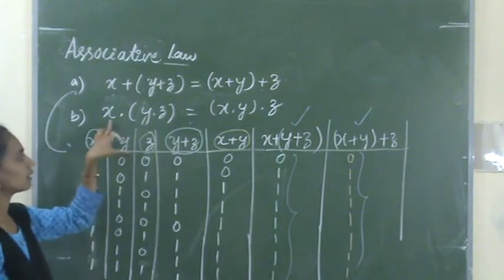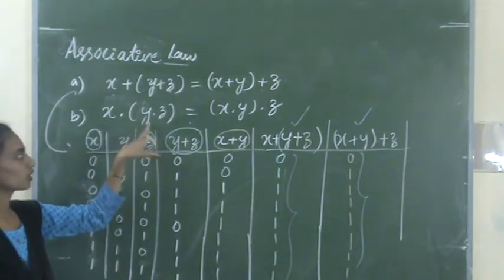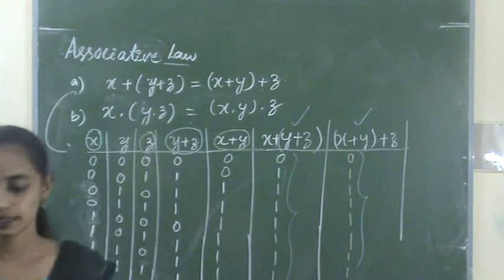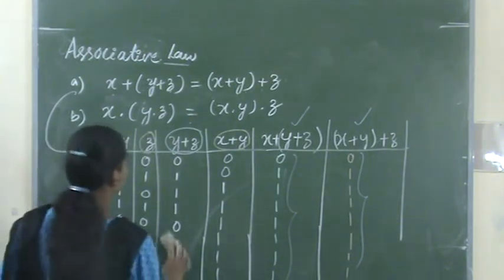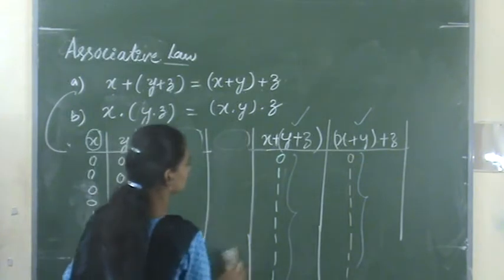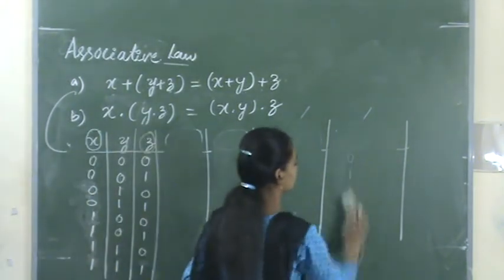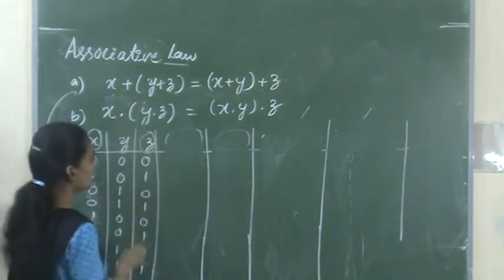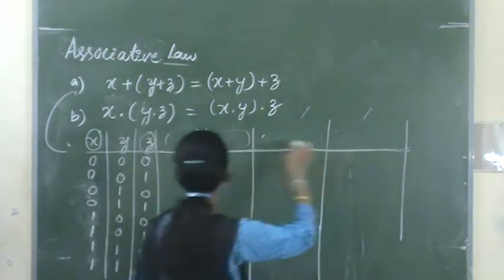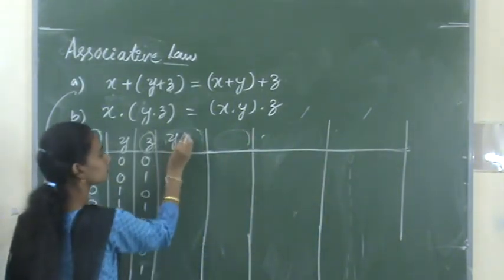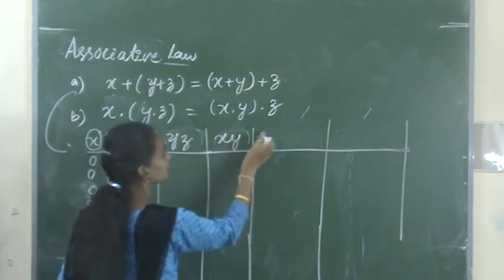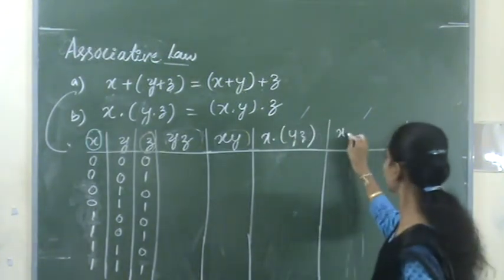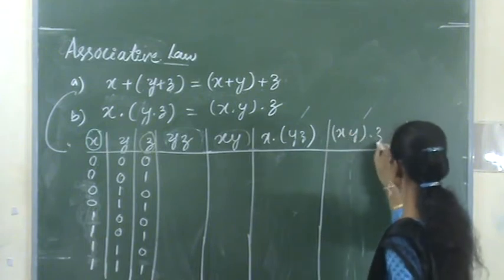In the same way we can write the truth table for x into yz is equal to xy into z. Okay. So let me see how to write that also. To perform this, I first have to find the yz value and then the xy value. So then x into yz and then xy into z, right?